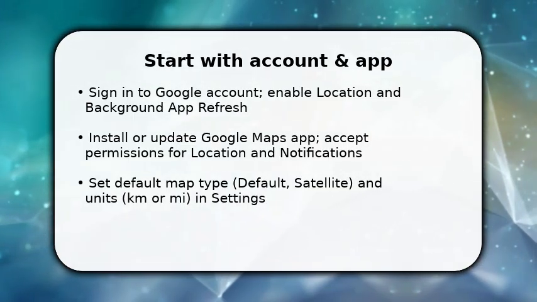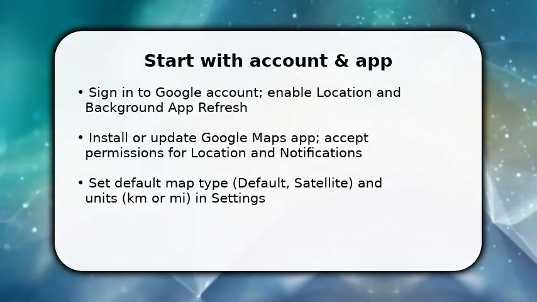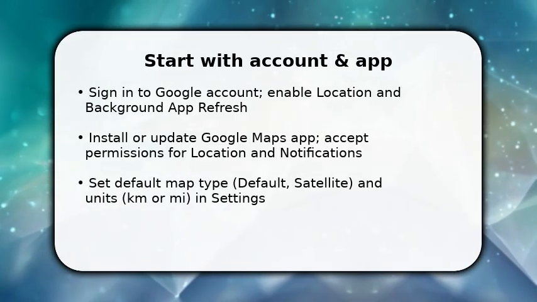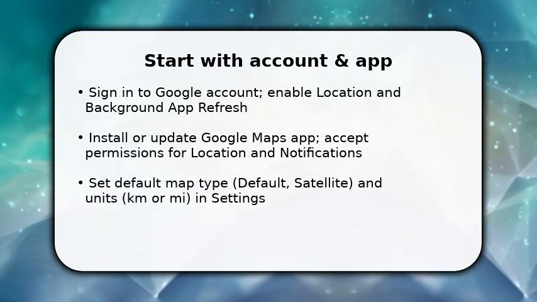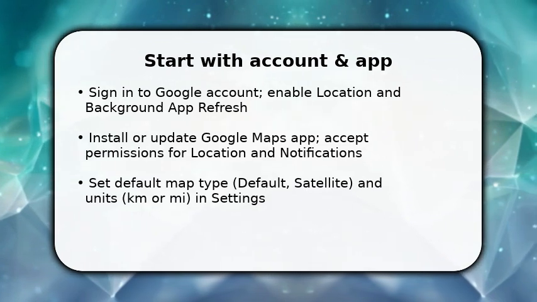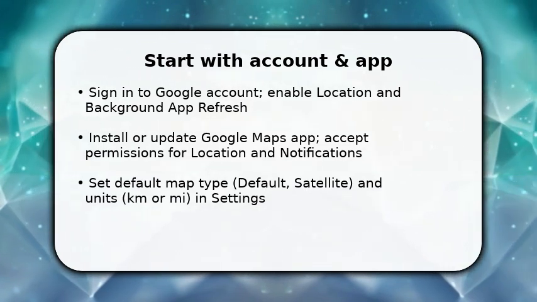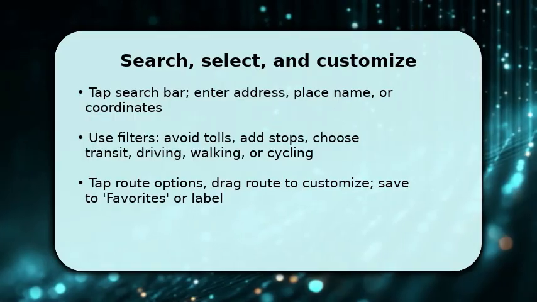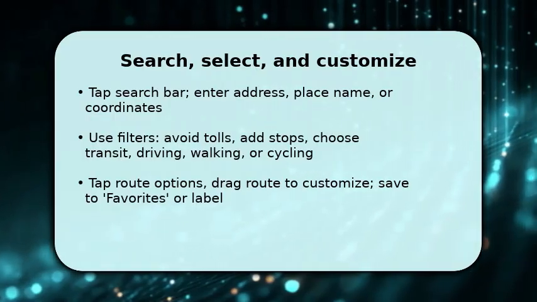Next, set map type and units in settings to match how you navigate. These steps ensure the app responds correctly when you start searching, routing, or sharing locations. You now perform the core actions. Type an address, place name, or paste coordinates in the search bar and choose the best result.